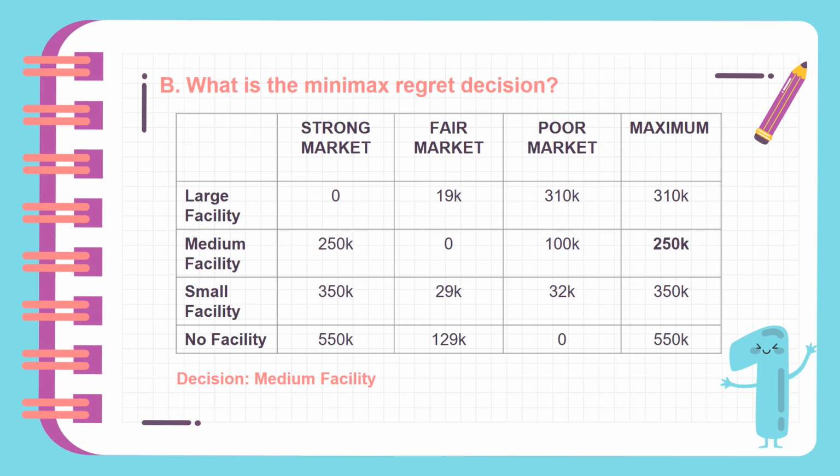But in my quiz, I put zero for the no facility. That is why I mistakenly answered no facility as the minimax regret decision. But it was actually medium facility, the final answer.